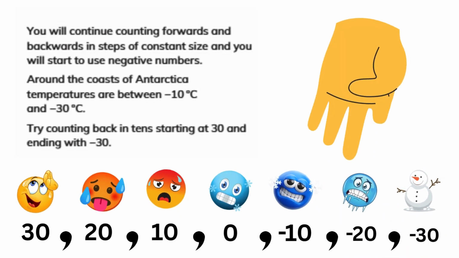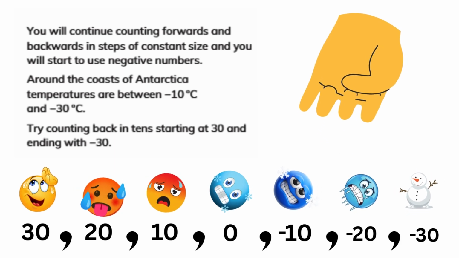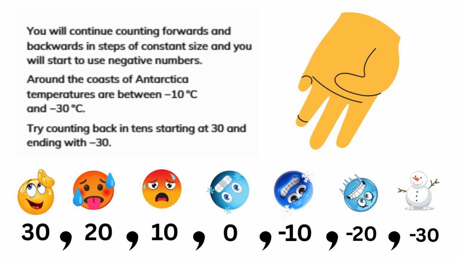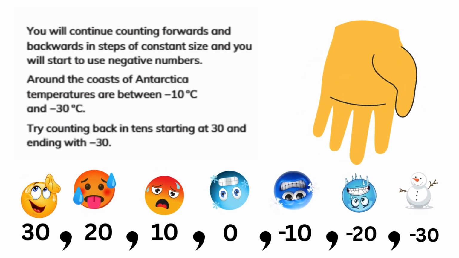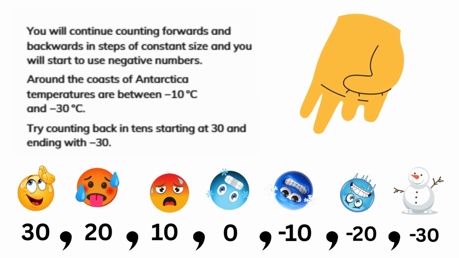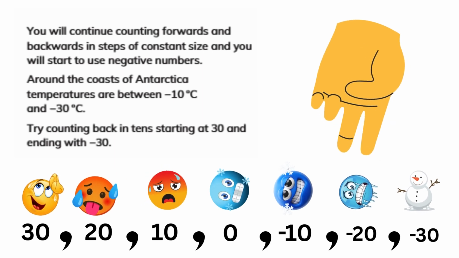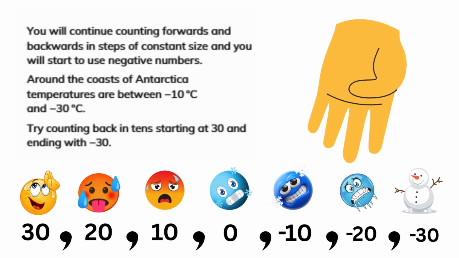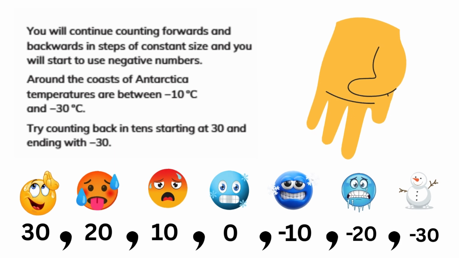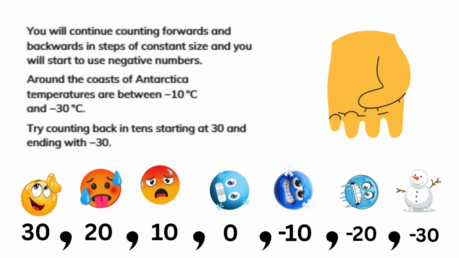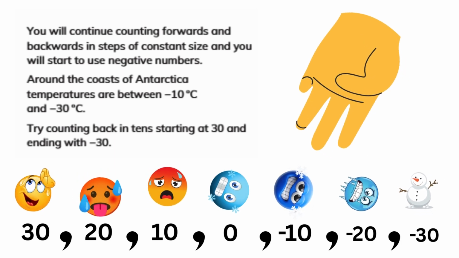Introduction. Let's begin by reminding ourselves. Counting is not just about saying numbers in order. It can also mean going forwards and backwards in steps. For example, if I start at 30 and count back in steps of 10, I get 30, 20, 10, 0, -10, -20, -30. Notice how we've now crossed into negative numbers.